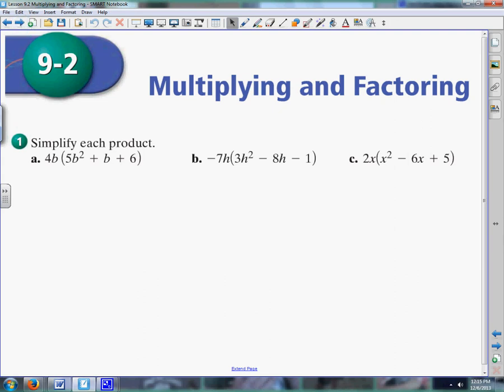I love this stuff. So, multiplying. This says to simplify each product. So let's walk through A. Here's what you're going to do. You're going to do 4b times all three of these things.